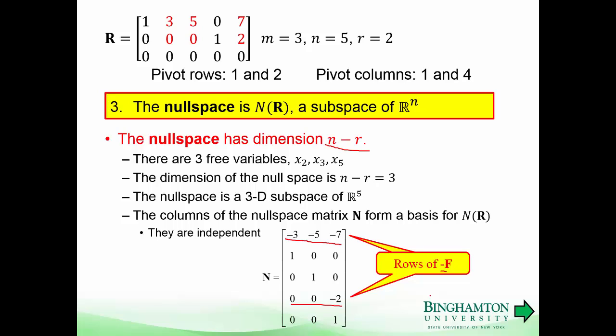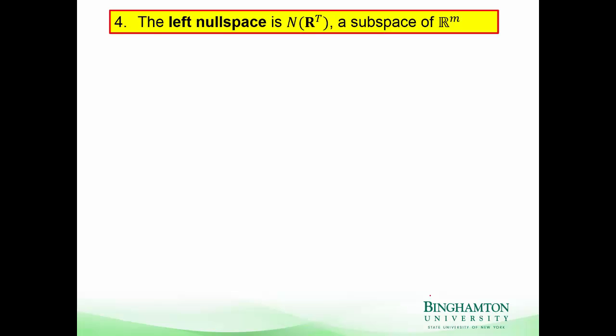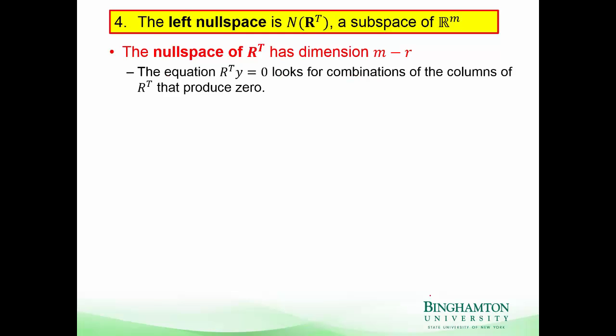So we've established that the null space has dimension n minus r. And then it's not very difficult to do the same kind of argument for the null space of R transpose. So it's going to have dimension m minus r. I could go through exactly the same argument here using different terminology, working with R transpose, finding the pivot columns for R transpose and so on.